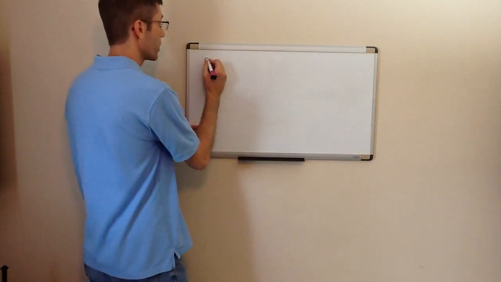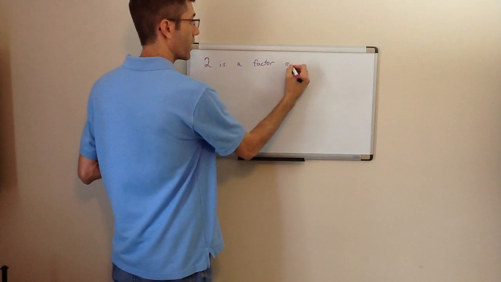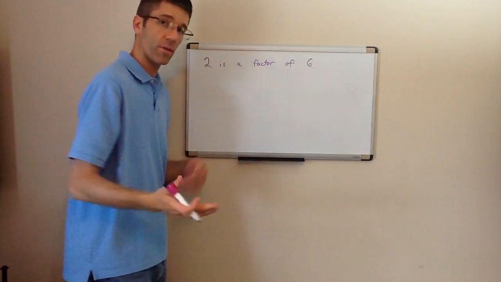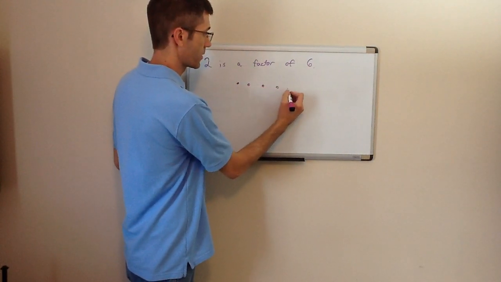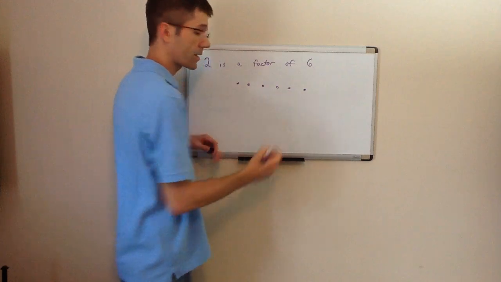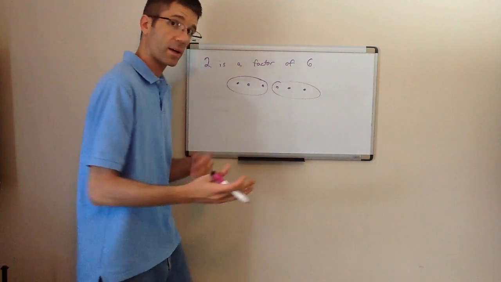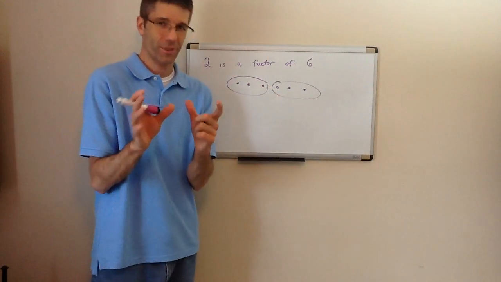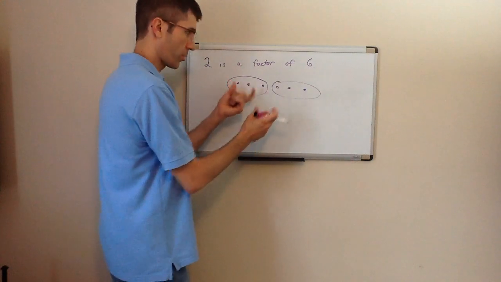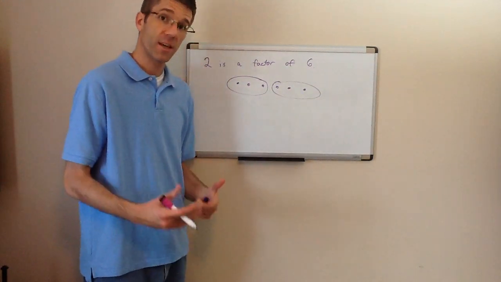So let me write it down. 2 is a factor of 6, and you know that, and I know that, but here's the reason why. If I had 6 things, I can split them into 2 groups. There's a group and there's a group. So because I'm able to split this into 2 even groups, two groups that are the same amount, 2 groups both of 3, because I'm able to do that, 2 is a factor of 6.